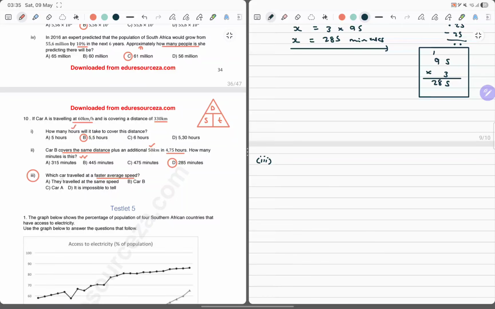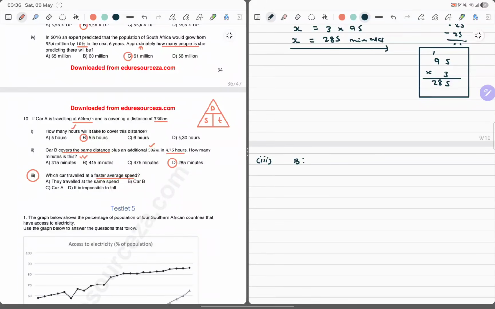Now this means we need to find the speed of car B, because we know the speed of car A. They traveled at the same speed? It's car B, car A, that's impossible. Nonsense. Let's go to car B. Car B says to us, we traveled the same distance as A.